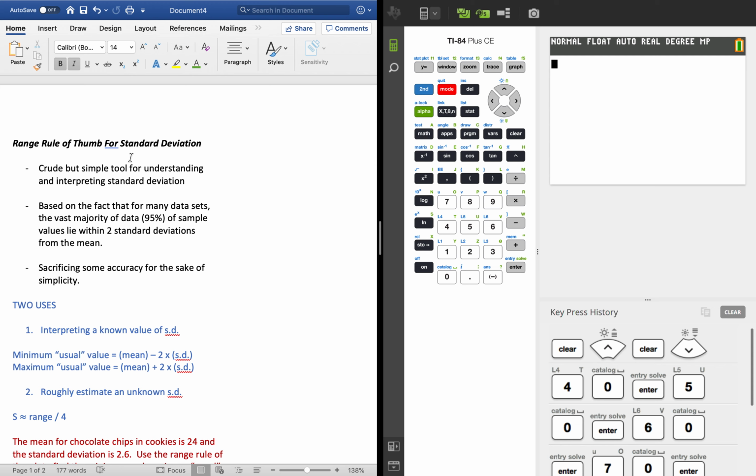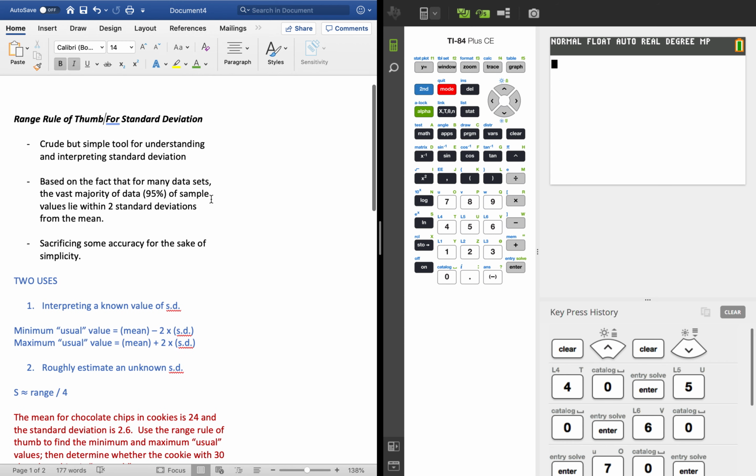Look at the left-hand side of your screen. Talk about that first. The range rule of thumb for standard deviation. Basically, that's a shortcut to do some standard deviations by hand if you don't have a calculator handy, and a couple other things it does. So really watch this one. And then at the end, I'm going to show you how to do the standard deviation on the calculator. That's why that's up there. So look at the left-hand side first.